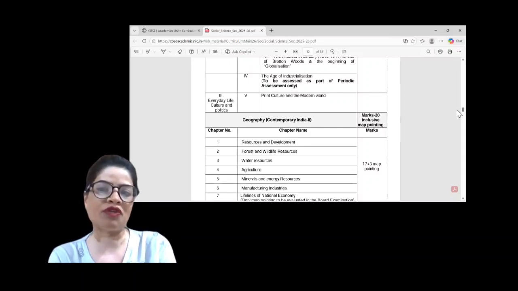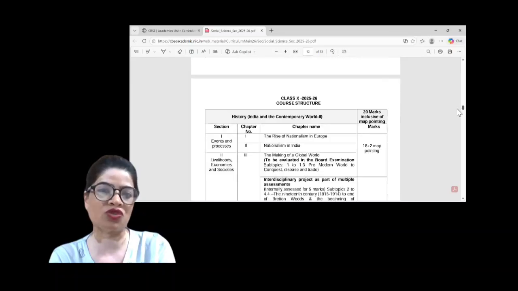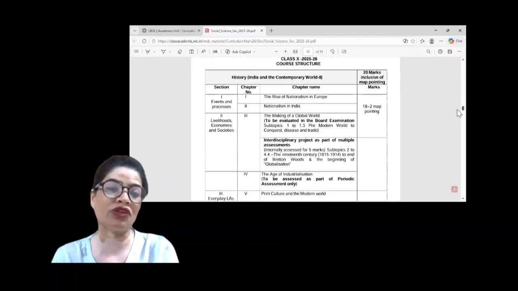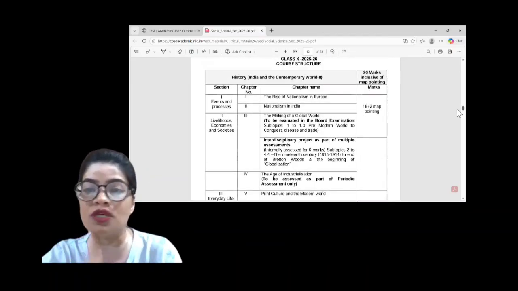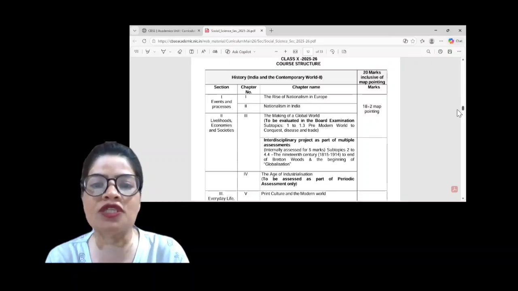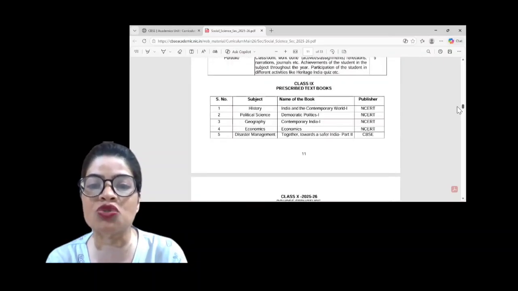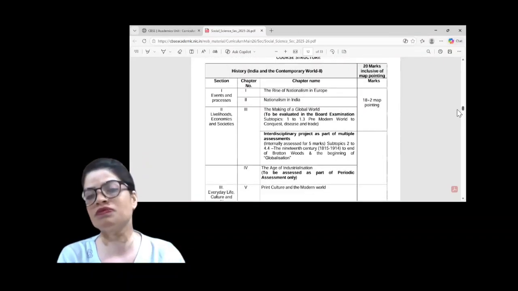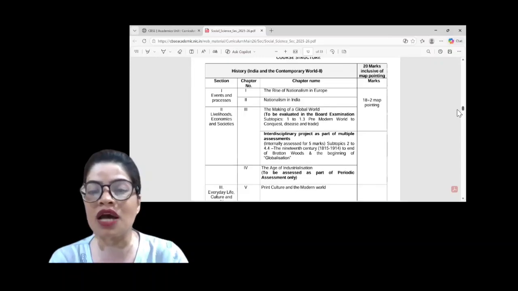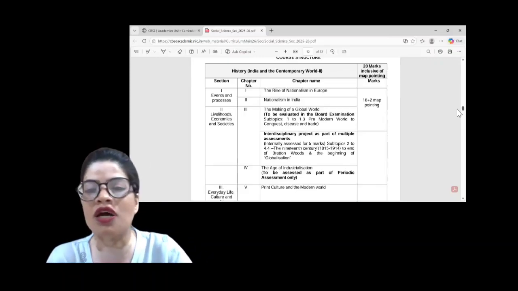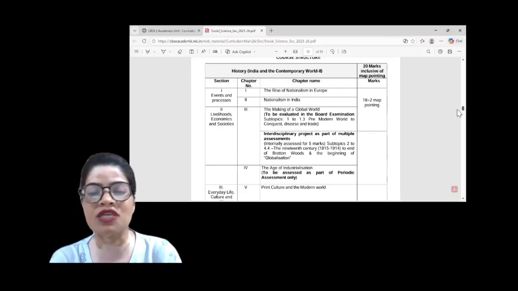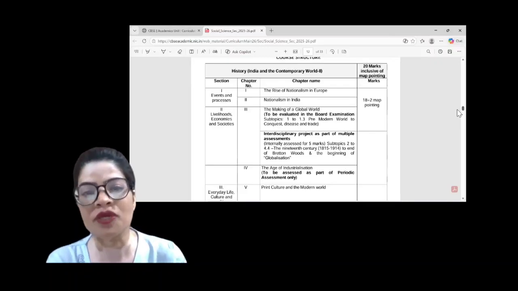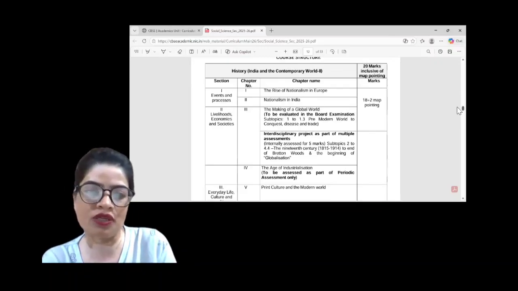Now, these are the chapters you need to learn from history. If you see it separately, there are only four chapters which you need to learn, so it's not that difficult. It's going to be very easy and interesting to know about the whole of Europe. In ninth class you learned about Germany, Russia and France, but this time you will learn more of Europe. So let's see how it goes.